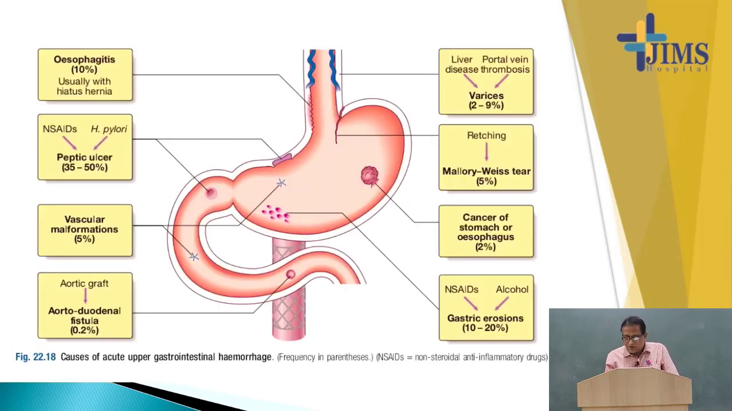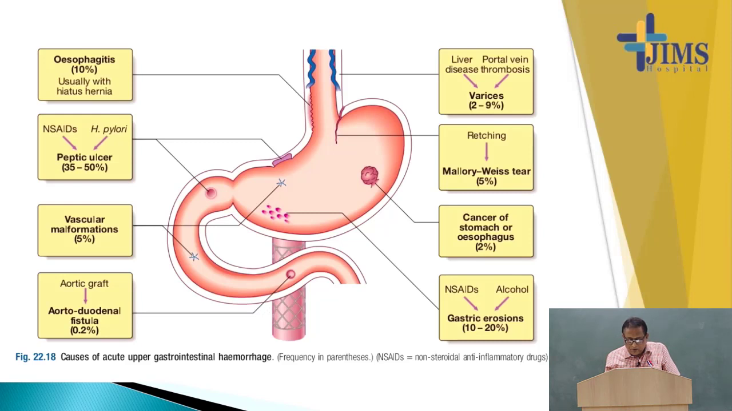So now you look at this picture. Here the causes of this GI bleeding have been depicted by a very nice picture. You see, this is the esophageal varices. Esophageal varices cause up to 9% of the GI bleeding. Portal vein thrombosis, cirrhosis of liver with portal hypertension. Then there may be esophagitis, that also causes 10% along with hiatus hernia associated bleeding. Then peptic ulcer disease, this is duodenal ulcer, this is gastric ulcer with a lesser curvature.